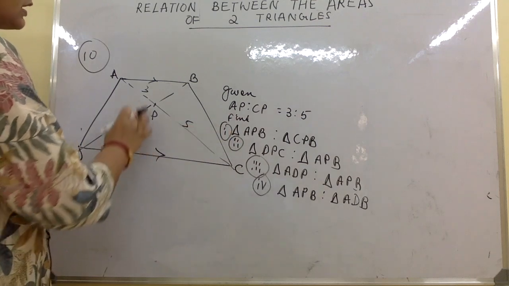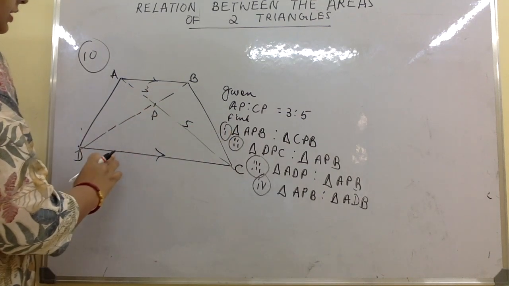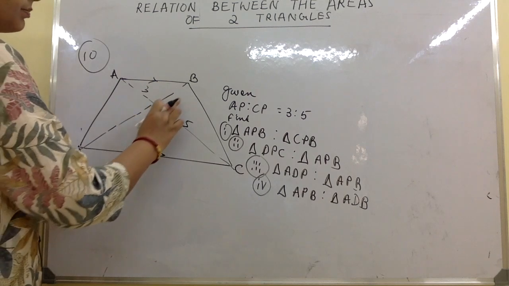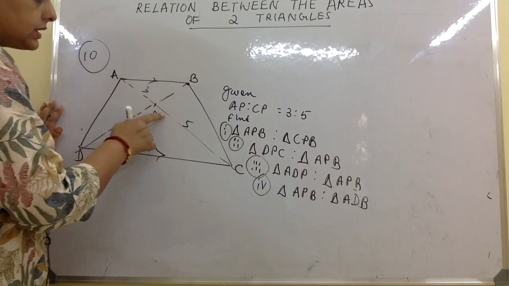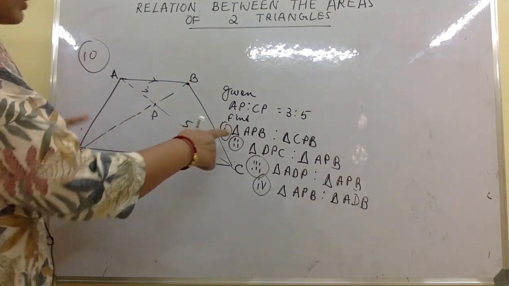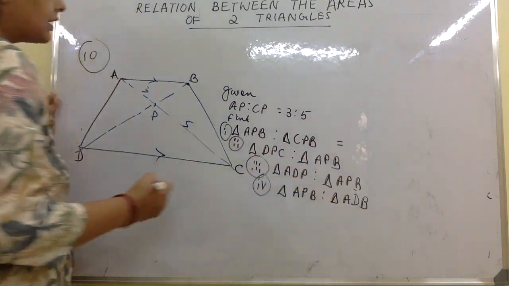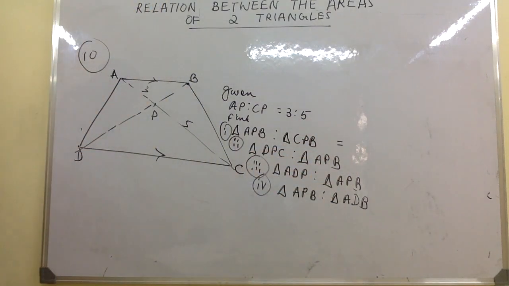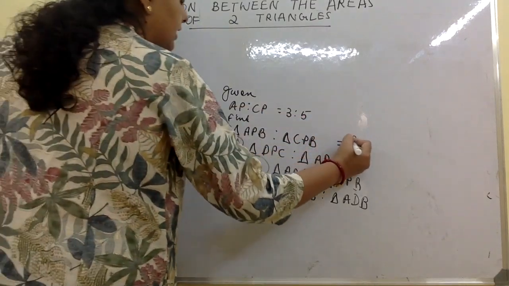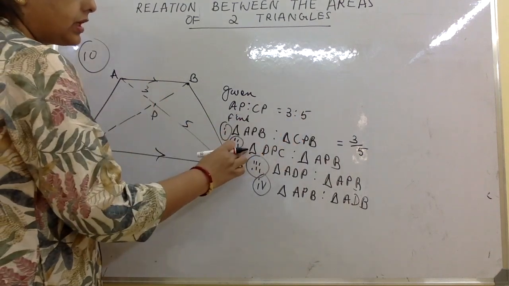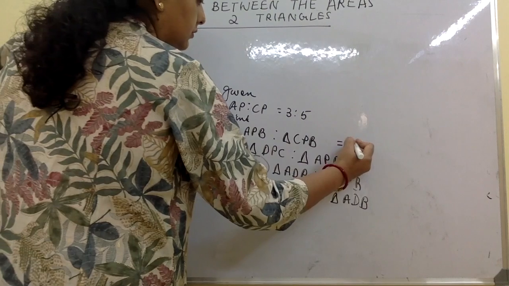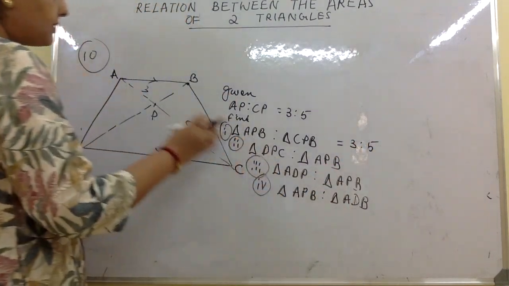We have to find APB is to CPB. Again, if you see here, the common vertex is here, and the base is 3:5. Therefore, the ratio between the areas is 3/5, right? So the ratio between the areas is 3/5 straight away because these are the bases, and APB is written first, so 3 goes up. 3:5.